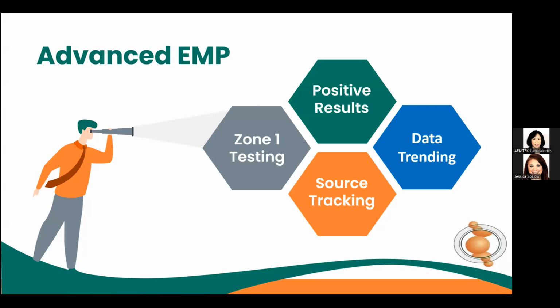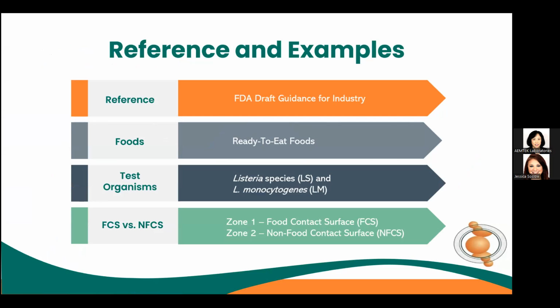Today, let's take a further look at four aspects of an environmental monitoring plan, namely Zone 1 testing, how to handle positive testing results, what to do when pathogen positive results are recurring and persistent, and then data trending to evaluate if your environment is under control.